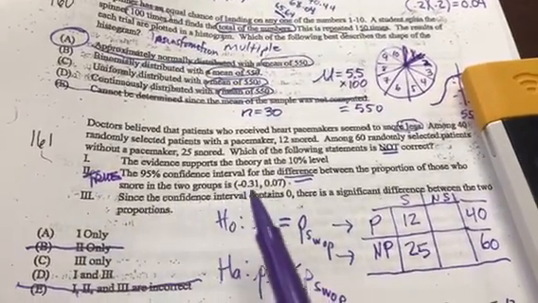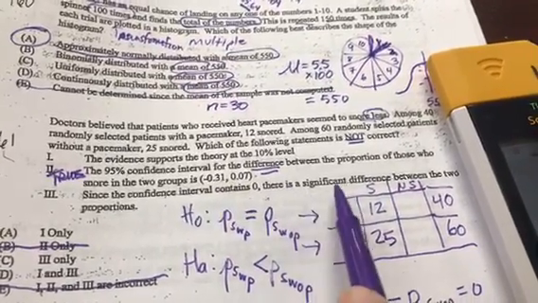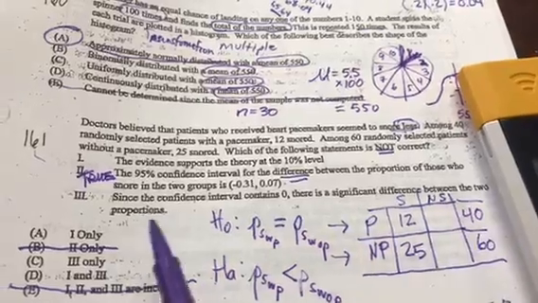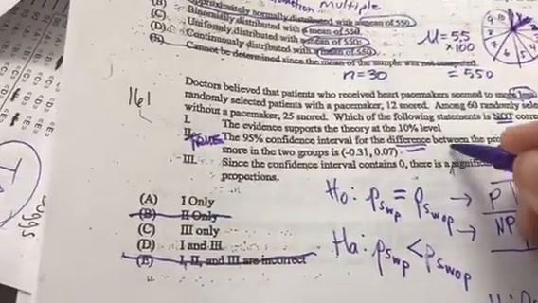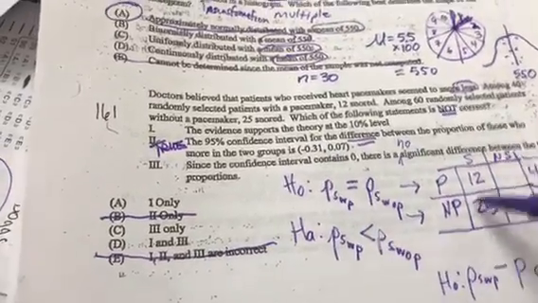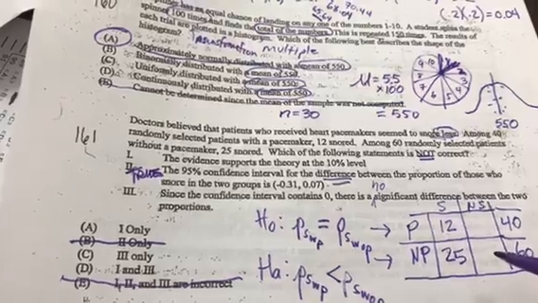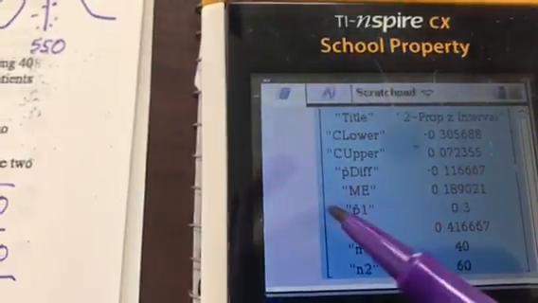So it says, since the confidence interval contains 0, which in fact it does, there is a significant difference between the two proportions. No, there is not. Since we basically calculated that, yeah, there's a difference in these proportions, but not enough. And again, how am I saying there is a difference in the proportion? My calculator actually calculates that.